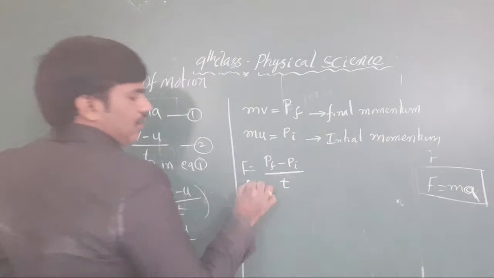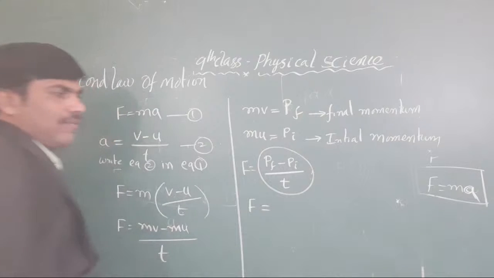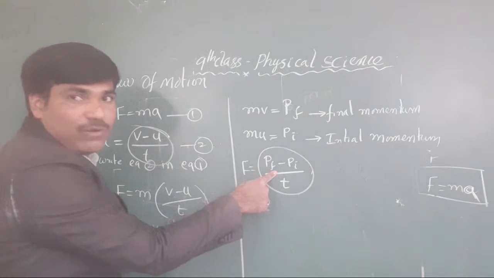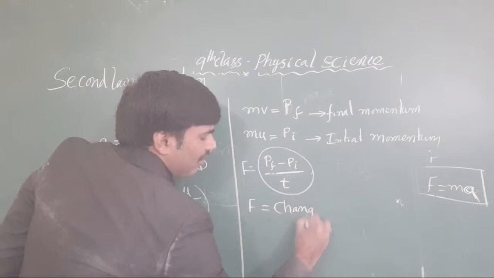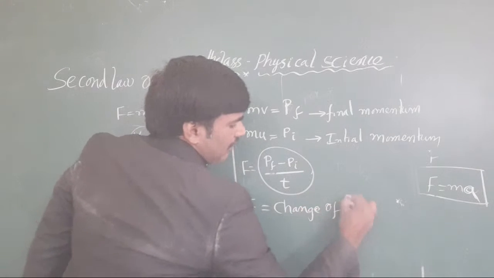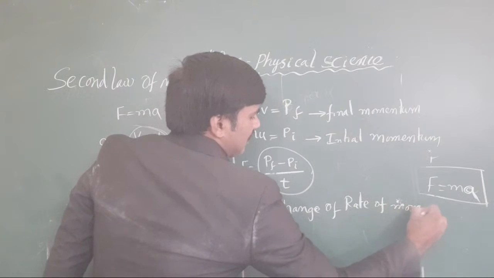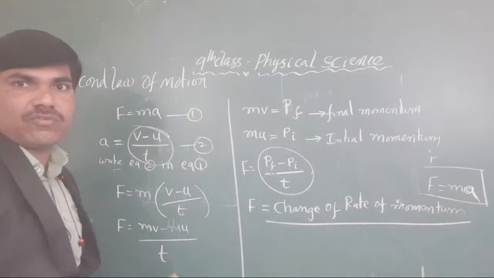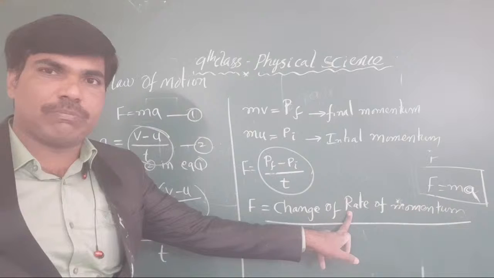Now F is equal to, this indicates change of rate of momentum. It is written as change of rate of momentum. Clear or not, all the students? F is equal to change of rate of momentum.